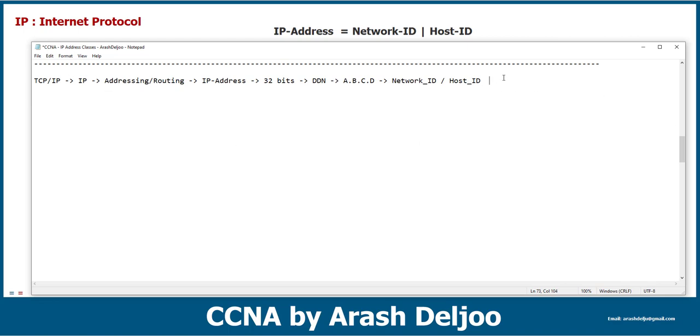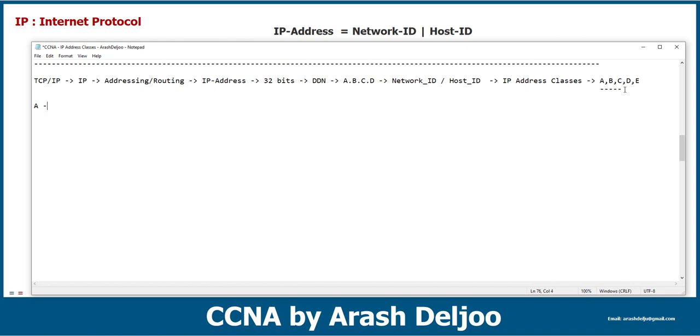Let me first show you right here the IP address class rules, to find which part of an IP address is the network ID and which part is the host ID. We have 5 classes: A, B, C, D, and E. Don't forget, I haven't talked until now about class D and E. I will talk about these two classes in the next video, but let me first talk about class A, B, and C.